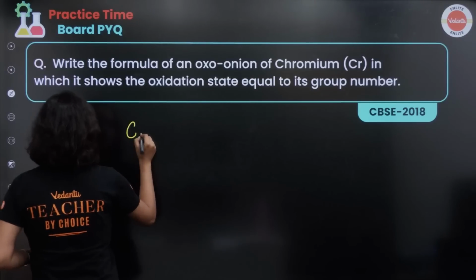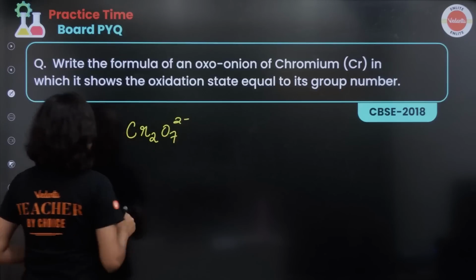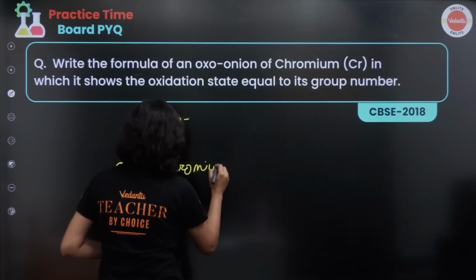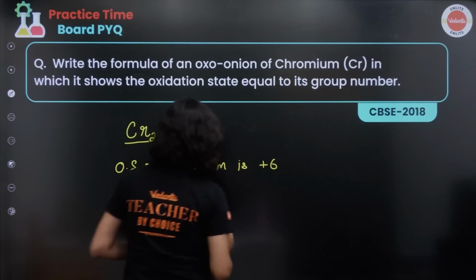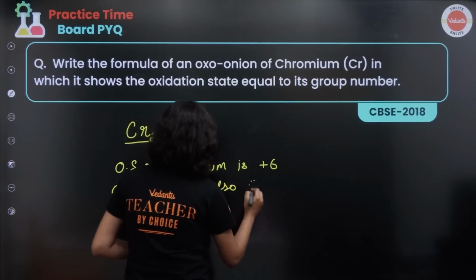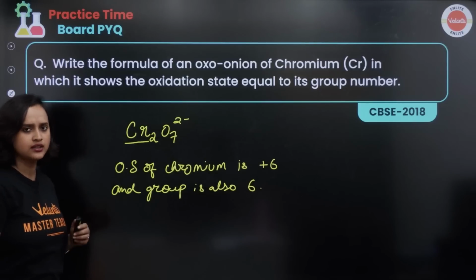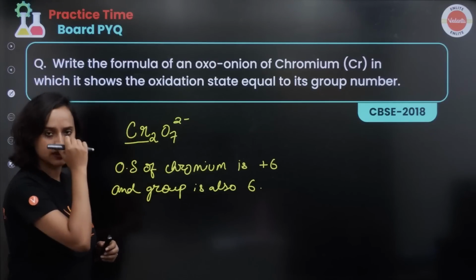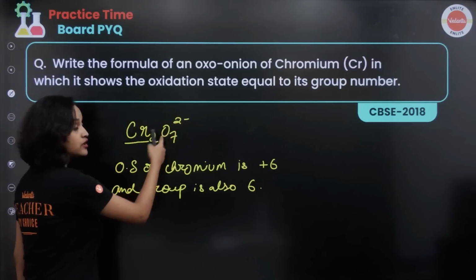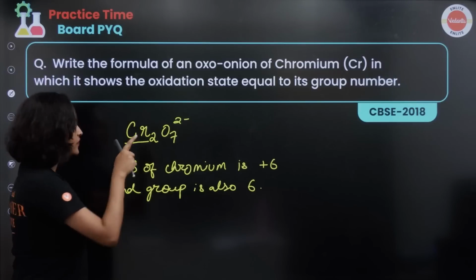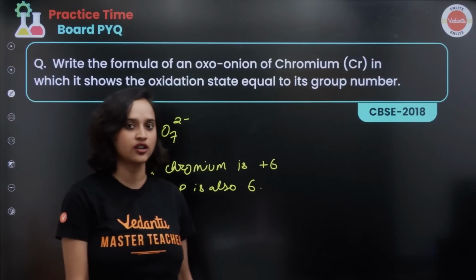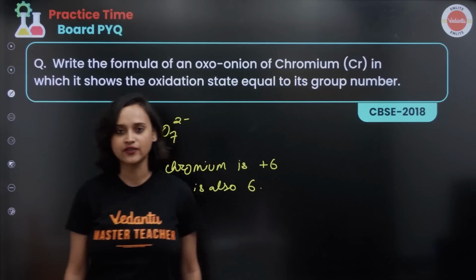It is definitely Cr2O7 2-. Here, the oxidation state of chromium is +6 and the group is also 6, isn't it? Check it out. Find it. 2x. Oxygen always carries 2 minus, right? So 2 into 7, 7 2s are 14, and then here also it is 2 minus. This is 2x. So if you calculate it all over, you will get +6. You can check it out, my dear students. Do that for yourself and find it out. All right. Okay.